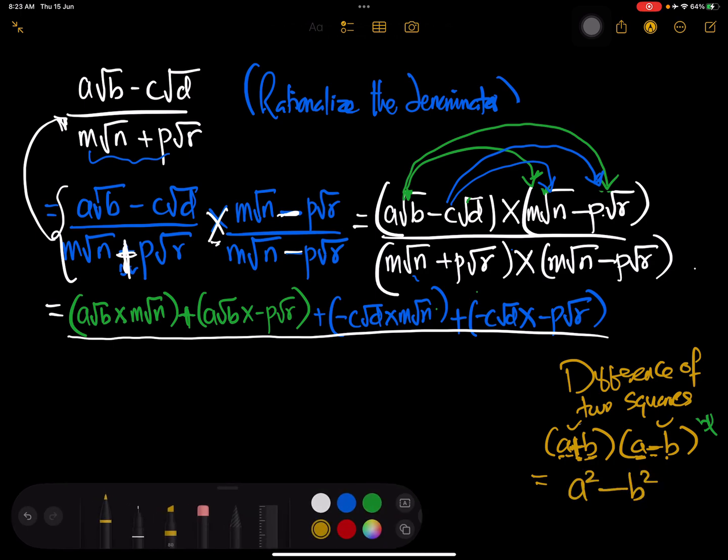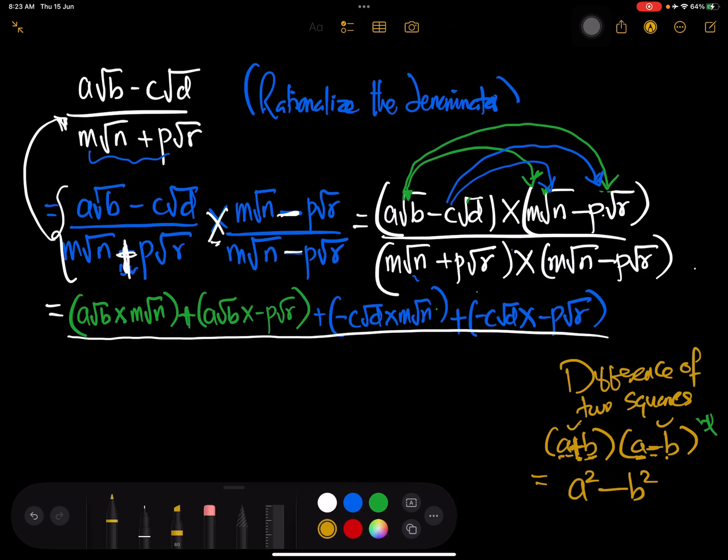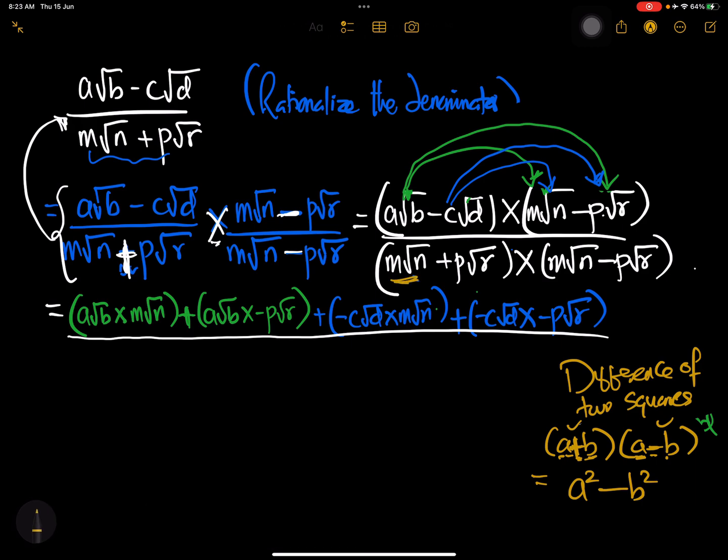Now, if we look closely, you'll see that this is the same as this, and this is also the same as that. But the sign in the middle is positive, and then the sign that's negative. So we are just going to square the a. So the a there is our m square root of n, and then the b there is our p square root of r. Do you get it? So we are going to have it below, a squared, which is m square root of n all squared. And then what is the rule? Minus. It says a squared minus b squared.